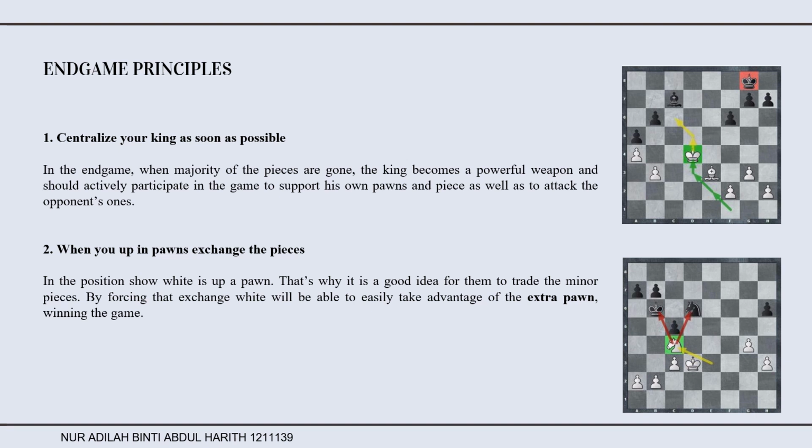The second principle is when you are up in pawns, exchange the pieces. This is a pretty straightforward rule to understand. In the position below white is up a pawn, that's why it is a good idea for them to trade the minor pieces. By forcing the exchange, white will be able to easily take advantage of the extra pawn for winning the game.